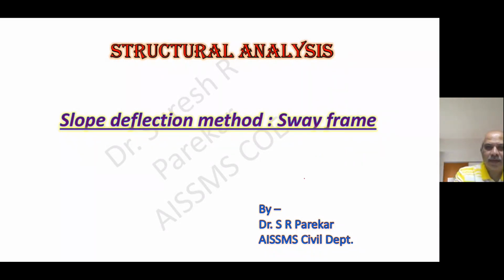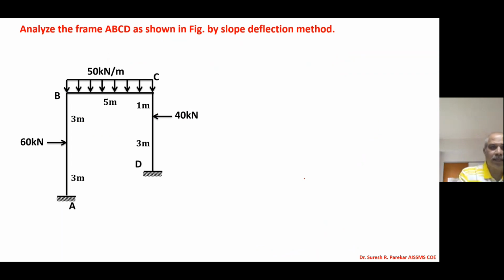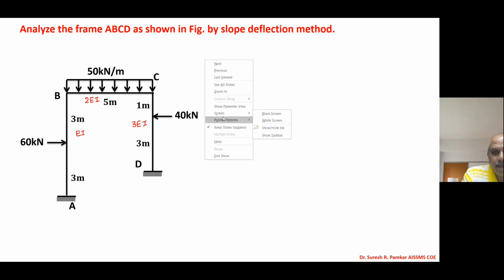Good evening. Today we are going to solve the problem that is sway frame by slope deflection method. Now in this we have this problem. We have this 6 meter EI. We have over here EI. For beam BC we have 2 EI, and for beam CD we have 3 EI. So now we will start with solution.